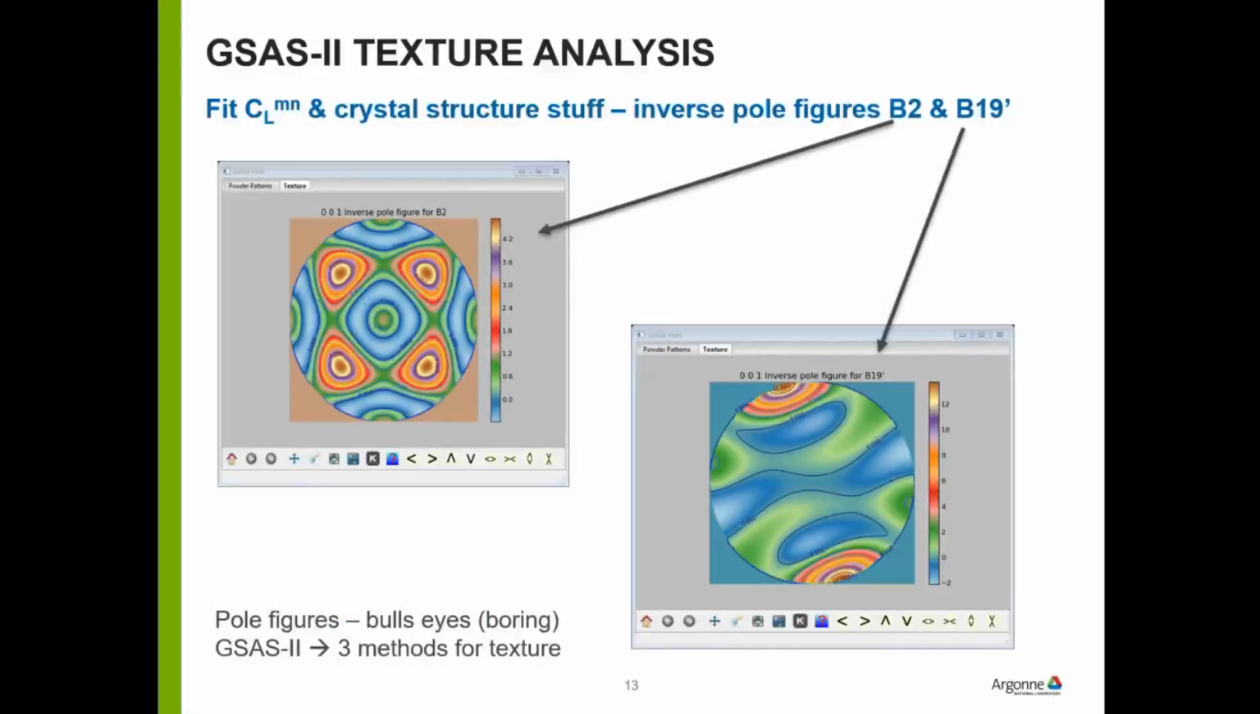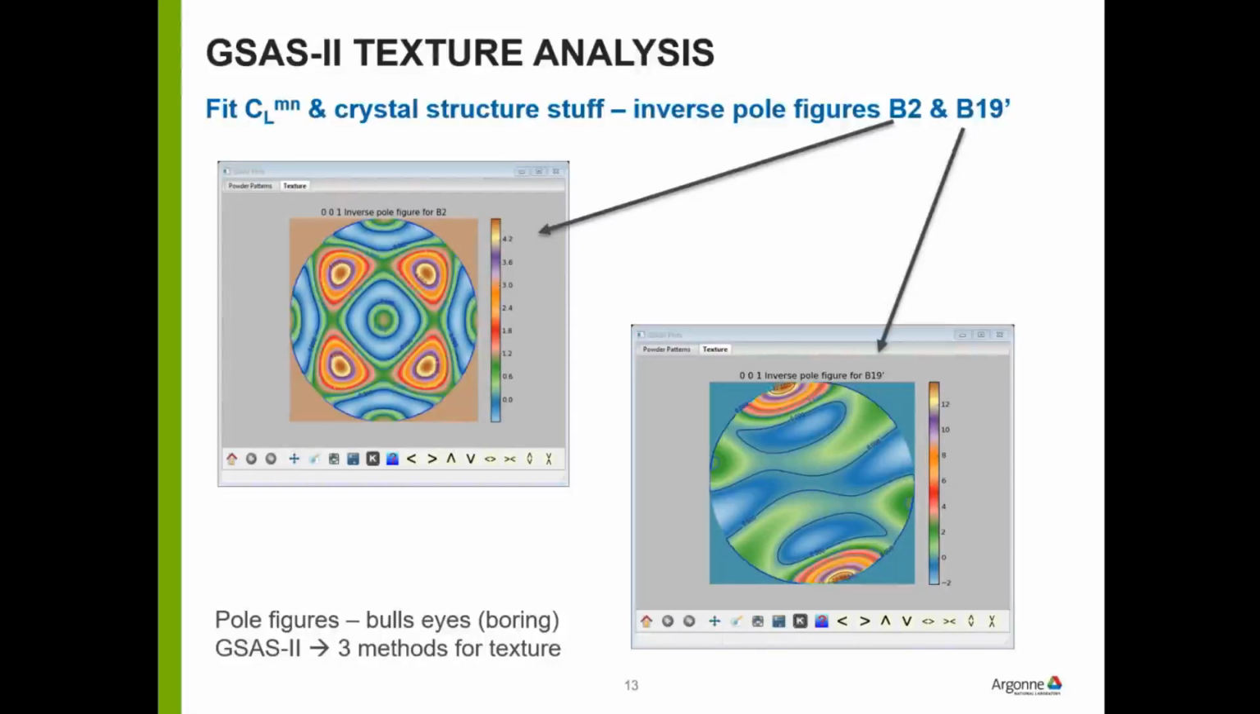And you do the texture analysis, and you get a whole slew of these coefficients, and you then generate the inverse pole figures, which look like this. And so this tells you the distribution of the HKLs for the 001 inverse pole direction. That's along the wire axis.